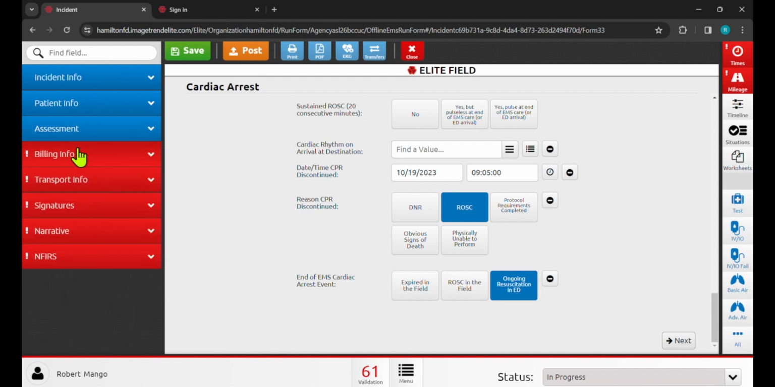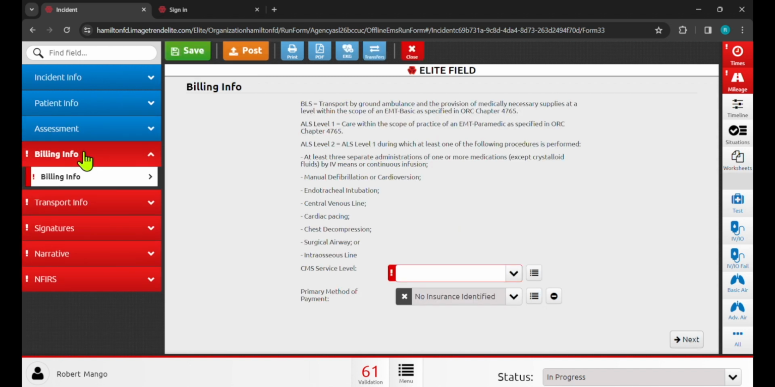Okay, here we go. Another blue tab. Billing information. Please do your best to select the appropriate level. But I will tell you that this is something that is also monitored and looked at on the billing end with the billing company. As part of their job, their job is to collect money and as much money as they can for us in an appropriate manner.